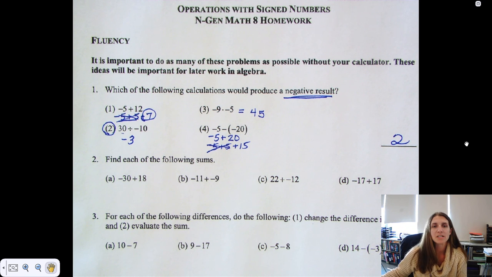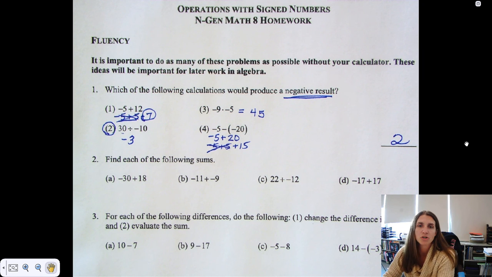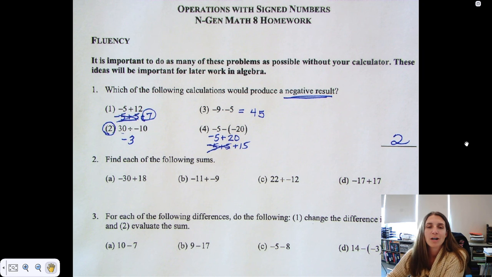Find each of the following sums. So now we're going to find each of the following sums. So pause your video, try to find your sums, and then play so that you can check your answers.